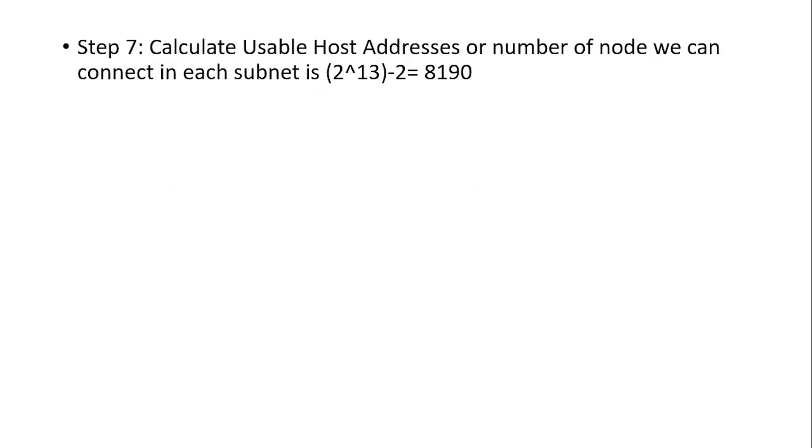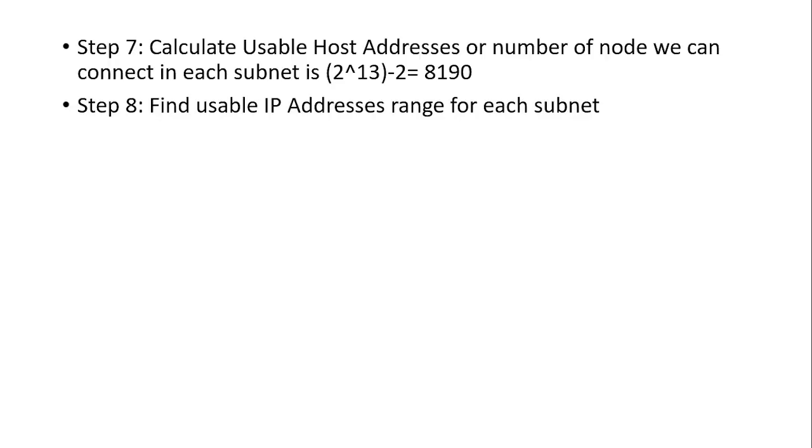Now let's figure out how many computers we can connect to each subnet. As we have 13 bits remaining, 2 to the power 13 is equal to 8192, but the first IP is the network ID and the last IP is the broadcast ID. We cannot use them, so the usable IPs we can assign to computers are 8190. So we can connect 8190 endpoints to each subnet.